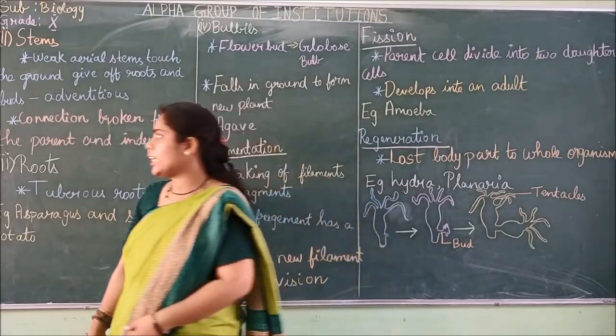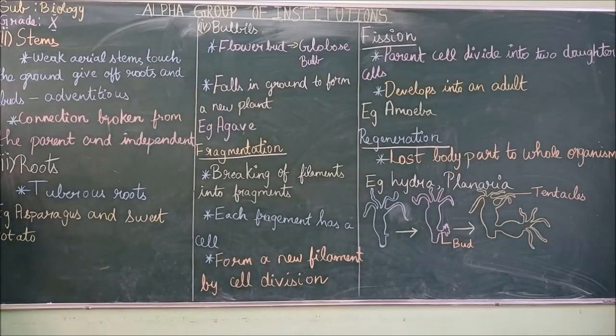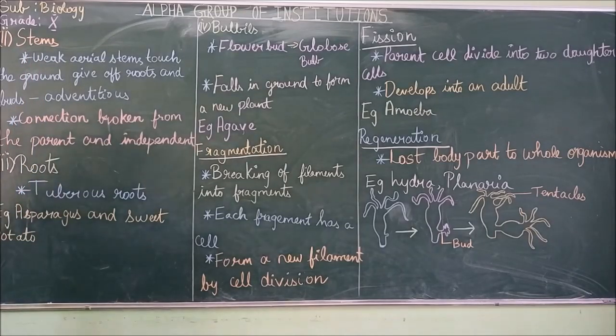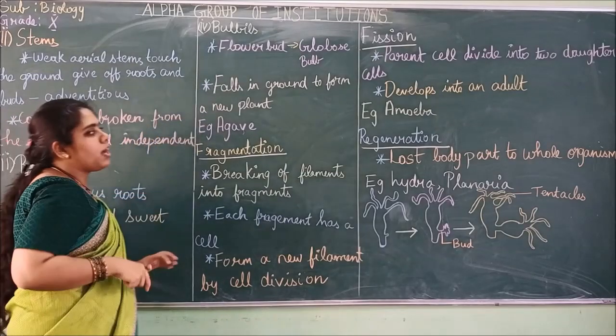Now I will give you a small recap from the first. First we saw vegetative reproduction. In bryophyllum leaves, in the leaf notches, small plantlets will be formed. Next is the stem. Here the weak aerial stem will bend to the ground and form a new plant. The root helps to hold the soil to form a new plant, in the strawberry example. Next, it breaks off and forms a new plant. And roots means tuberous roots, like potatoes, asparagus, and sweet potatoes, which will form a plant. And next is bulbils. In bulbils, what happens?